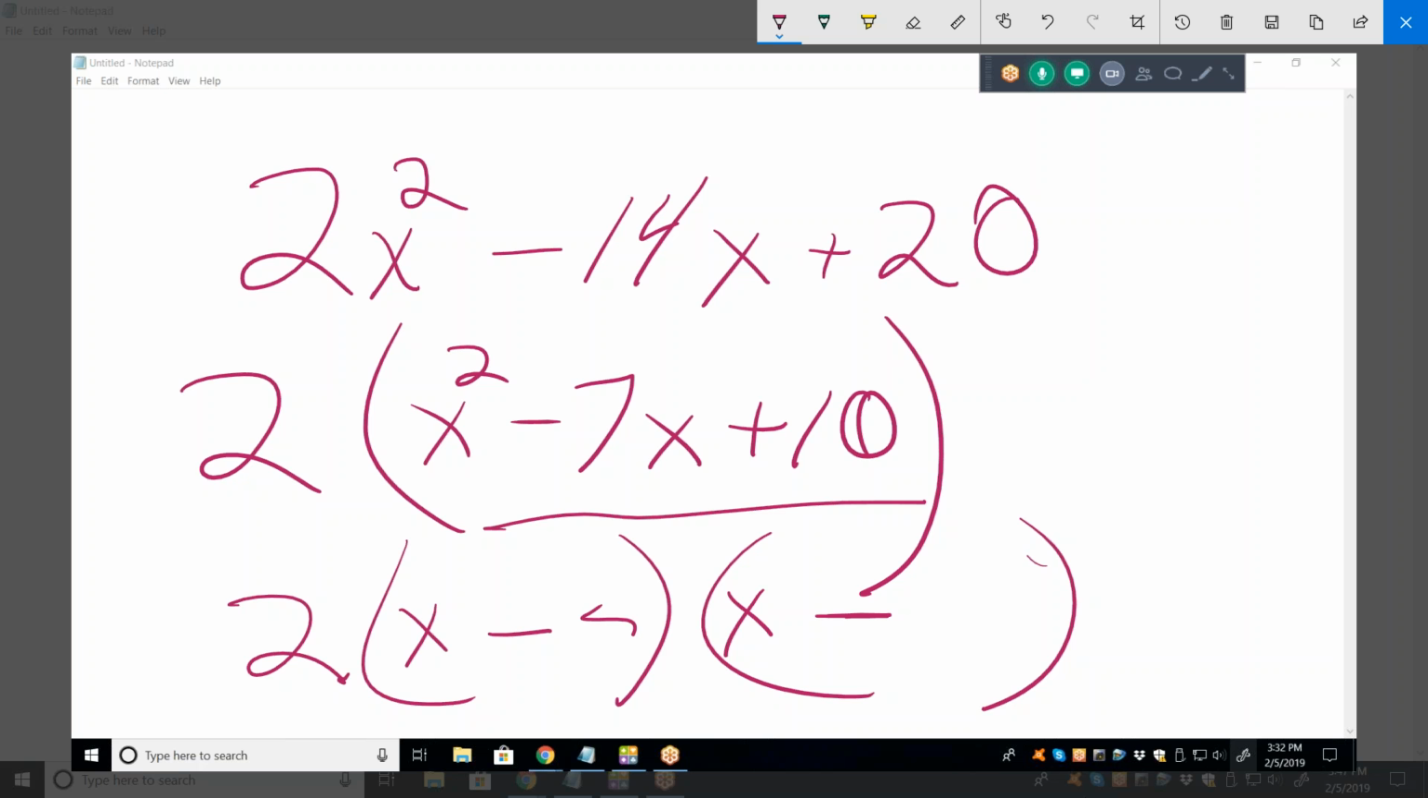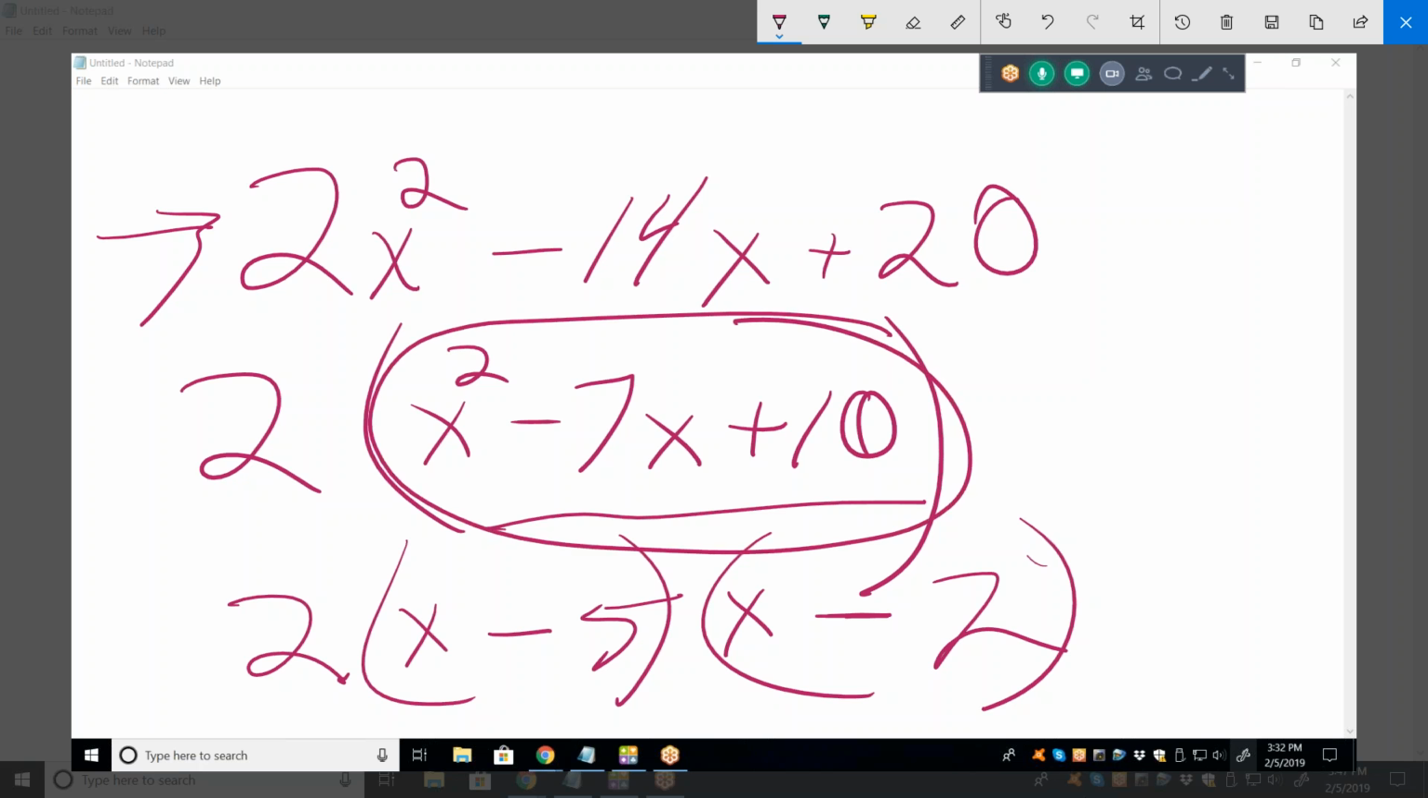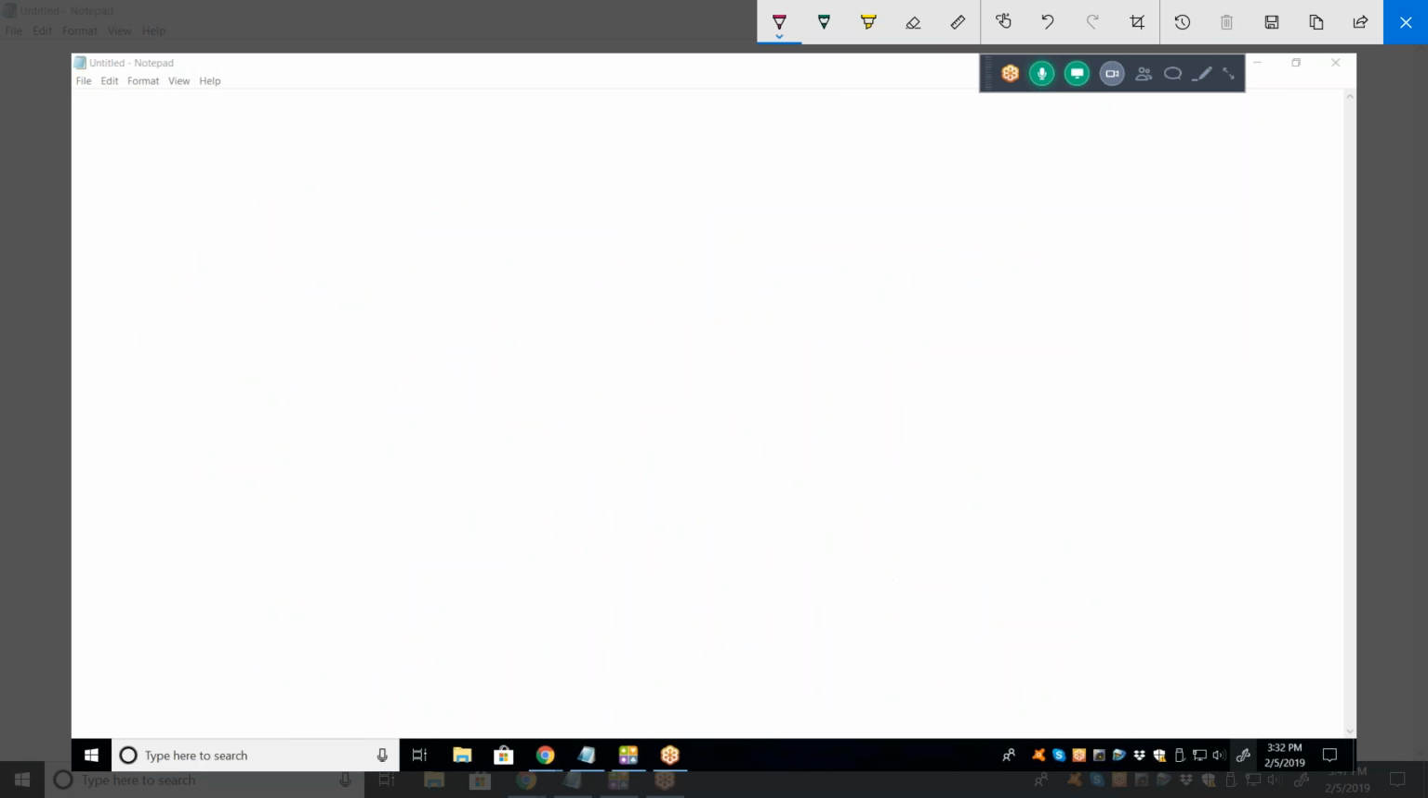5 and 2. Okay. So what we've done is taken what looked like a higher degree quadratic, and merely by factoring out a greatest common factor, I reduced it to a simple quadratic that you can always solve using my 3 or 4 step method.